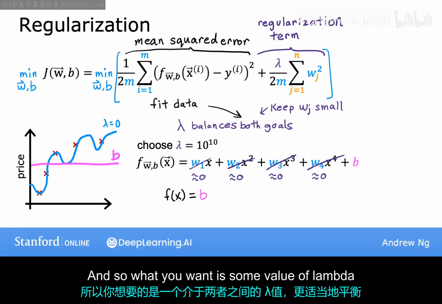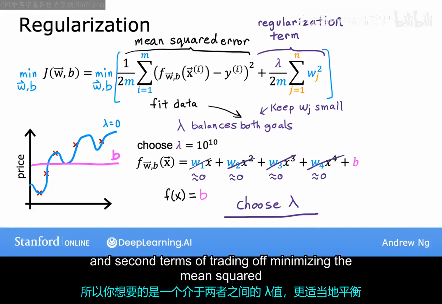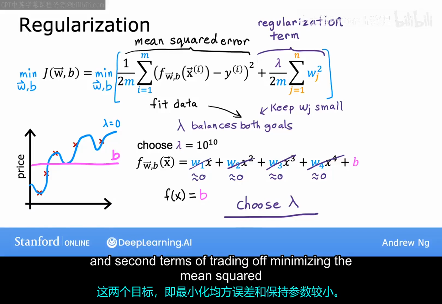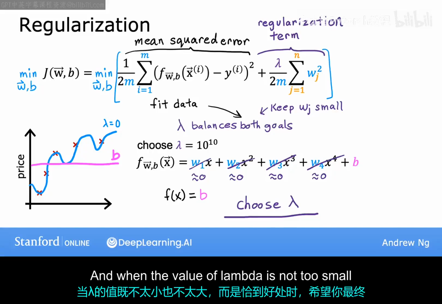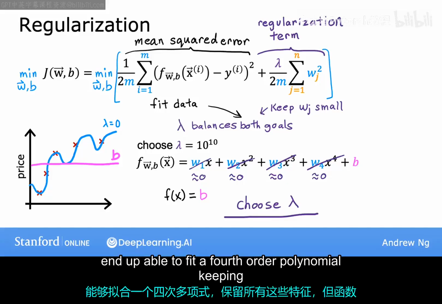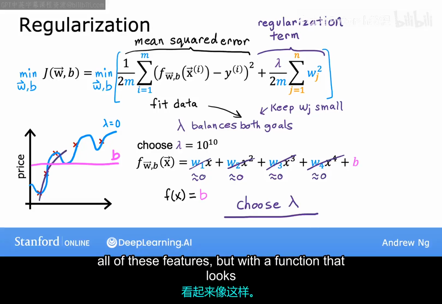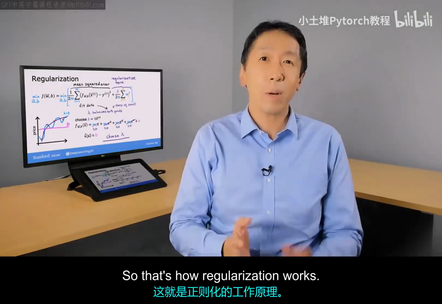And so what you want is some value of lambda that is in between, that more appropriately balances these first and second terms of trading off minimizing the mean squared error and keeping the parameters small. And when the value of lambda is not too small and not too large, but just right, then hopefully you end up able to fit a fourth order polynomial, keeping all of these features, but with a function that looks like this. So that's how regularization works.